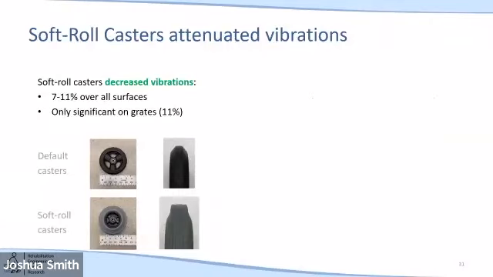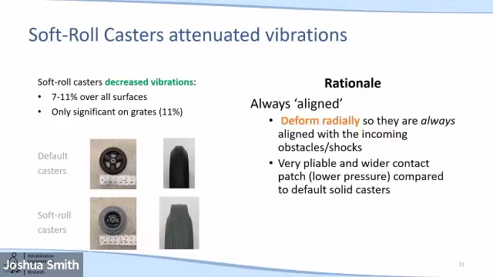Next, the soft roll casters decreased the vibrations, or attenuated some of the vibrations, by about 7 to 10% over all the surfaces. And the reason for this, I believe, is that these wheels deform radially. So they're not reliant on a direction like the elastomeric wedge or the shocks or the leaf springs. So no matter where you hit the bump, no matter what direction it's pointing, it's going to absorb that energy as it rolls and overcomes that obstacle. It's also pliable and has a wider contact patch than the standard default casters.